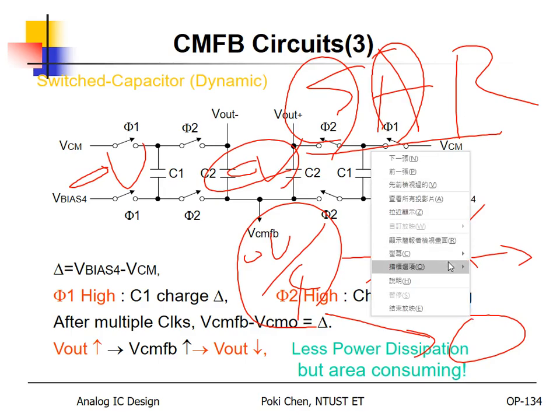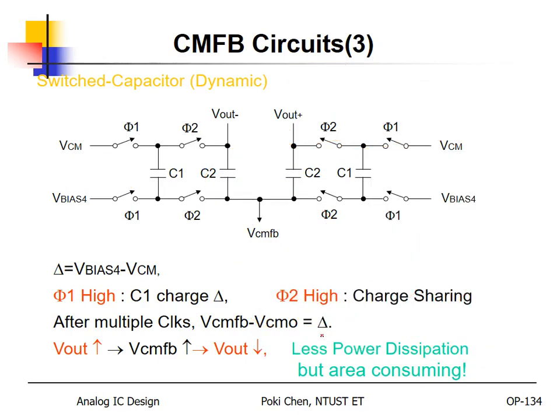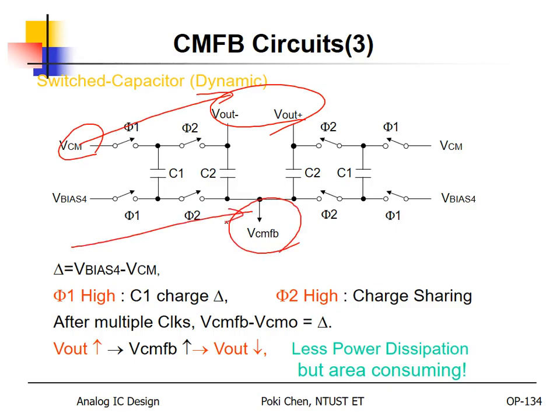So what's the consequence? Again, if the real output common mode voltage is higher than the ideal one, VCMFB will also, by the same amount, be higher than the ideal one.